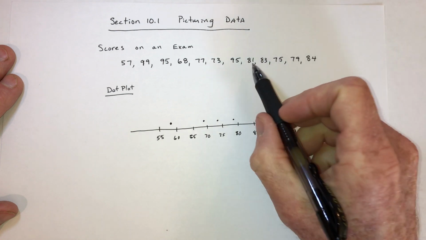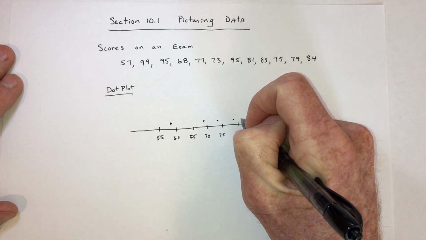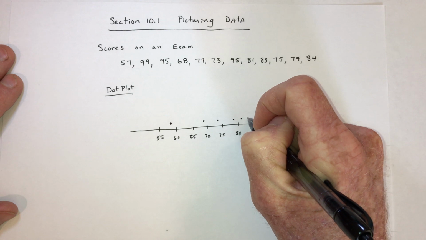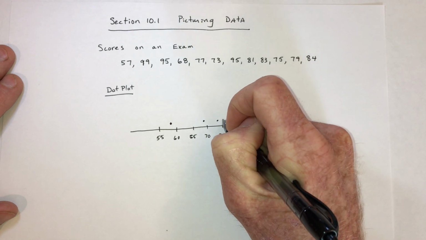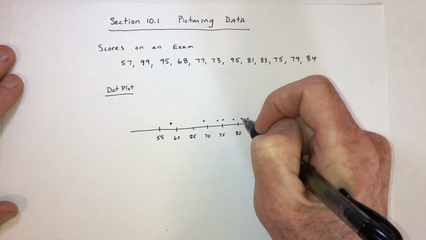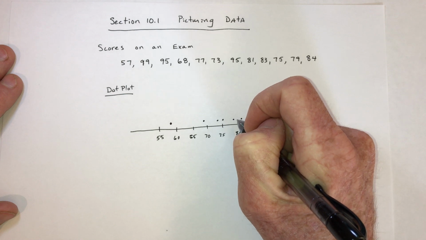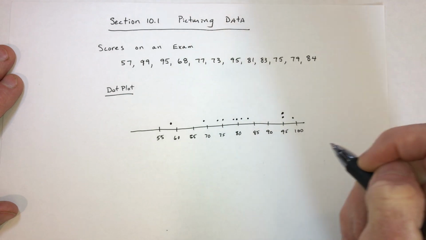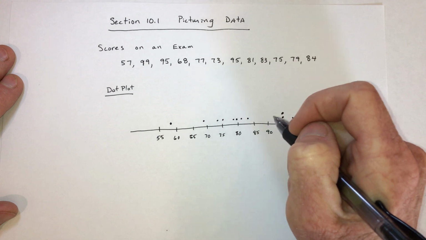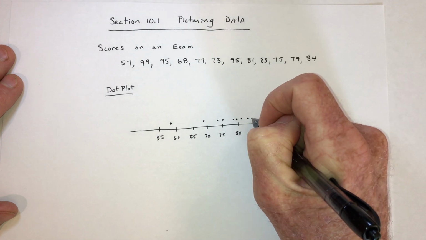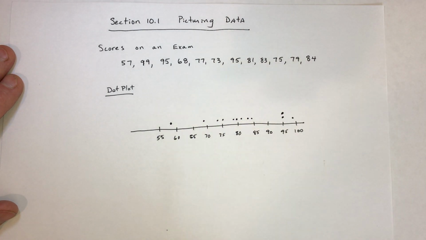Then 81, 83, 75, 79. That would squeeze in right there. And 84. So that is a dot plot.